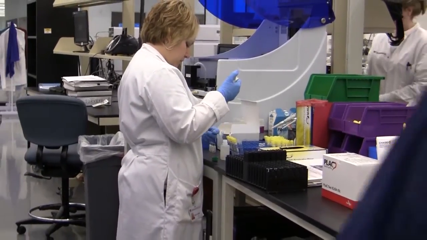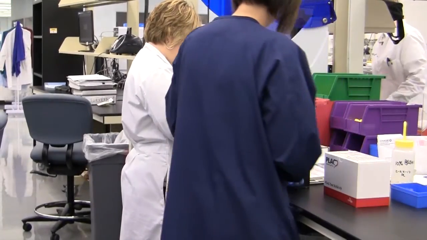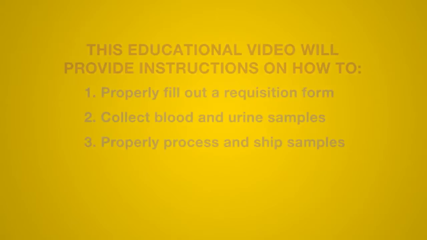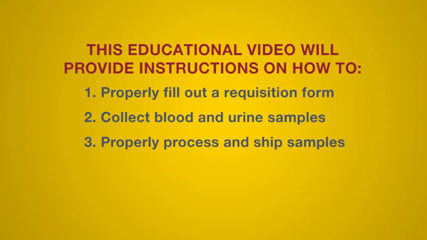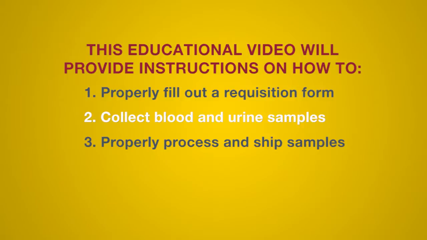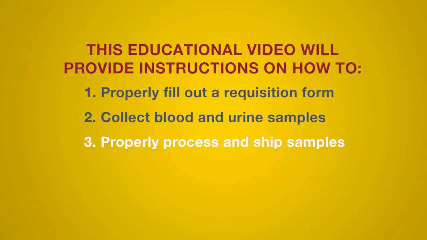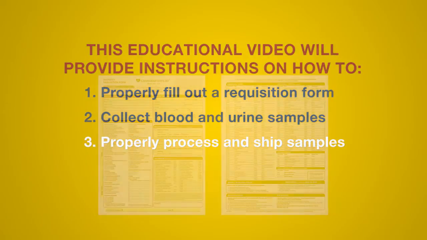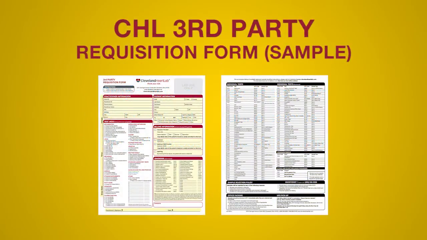Cleveland HeartLab is committed to providing high-quality results. A key component to this is receiving high-quality samples. This educational video will provide instructions on how to properly fill out a requisition form, how to collect the blood and urine samples, and how to properly process and ship the samples to Cleveland HeartLab. The sample handling process begins with a Cleveland HeartLab requisition form.